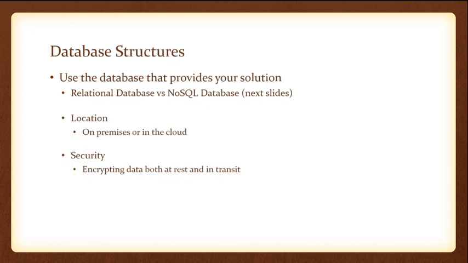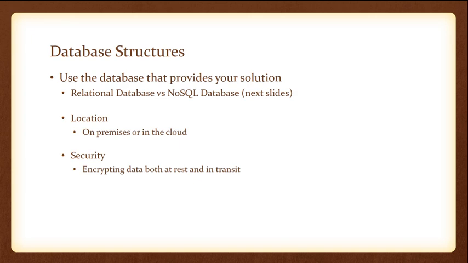A couple of ways your databases can be structured is that we want to make sure we use the database that provides our solution. Now, you can either have a relational database or a NoSQL database, and we're going to talk about that on the next couple of slides. Again, the location of this database just depends. You can have it on premises, locally or in the cloud, and really how you want to make sure your database is secure or safe is you encrypt the data both when it's at rest, meaning not being used, and in transit, as it's being transferred over to the next place.